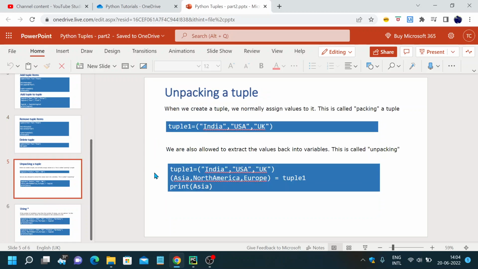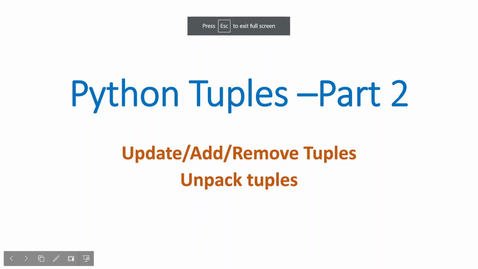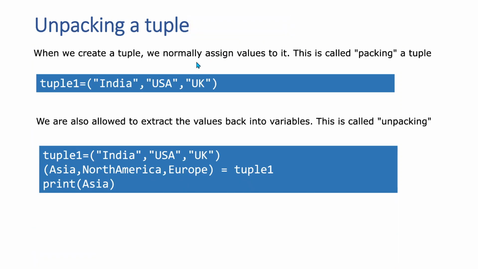And now coming back to an interesting topic in tuples, unpacking a tuple, right? So what is unpacking? Okay, in Python, we create a tuple, right? When we create a tuple, we normally assign values to it. So if you see an example here, we have the values India, USA, UK, the actual country values, in tuple1. This basic tuple creation is called packing. But we are also allowed to extract the values back into variables. So basically it's a vice versa operation. This option is called unpacking.